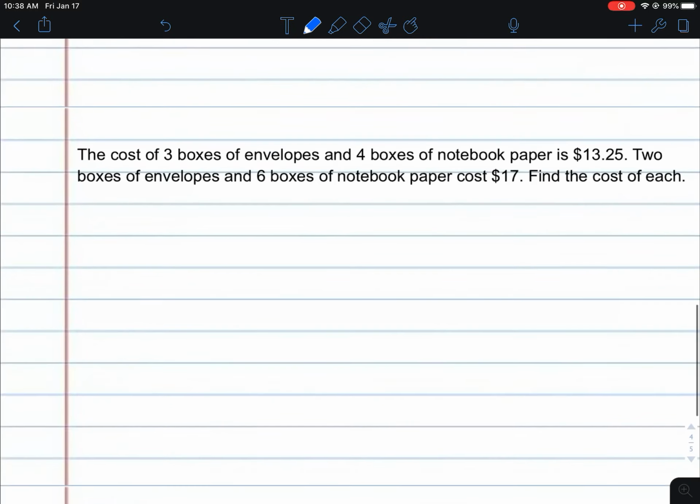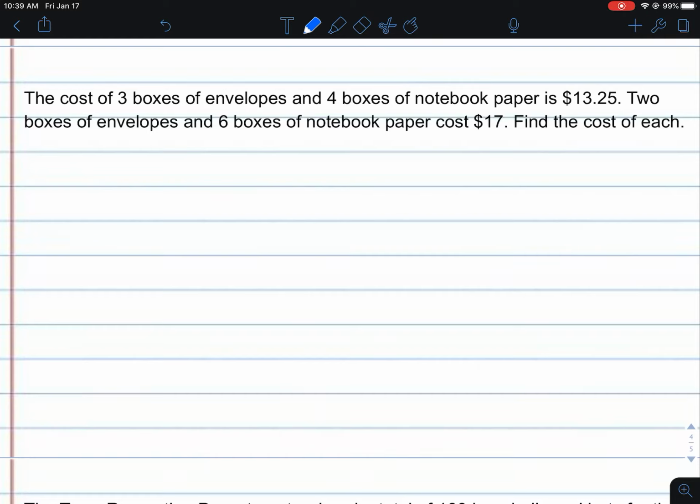Okay, so the cost of 3 boxes of envelopes and 4 boxes of notebook paper is $13.25. 2 boxes of envelopes and 6 boxes of notebook paper cost $17. Find the cost of each. Okay, so we don't know the cost of the envelopes, and we don't know a box of notebook paper either. So that's where our variables are. I'm going to use E and N as the variables, but I'll show you how you can translate those to graph it.